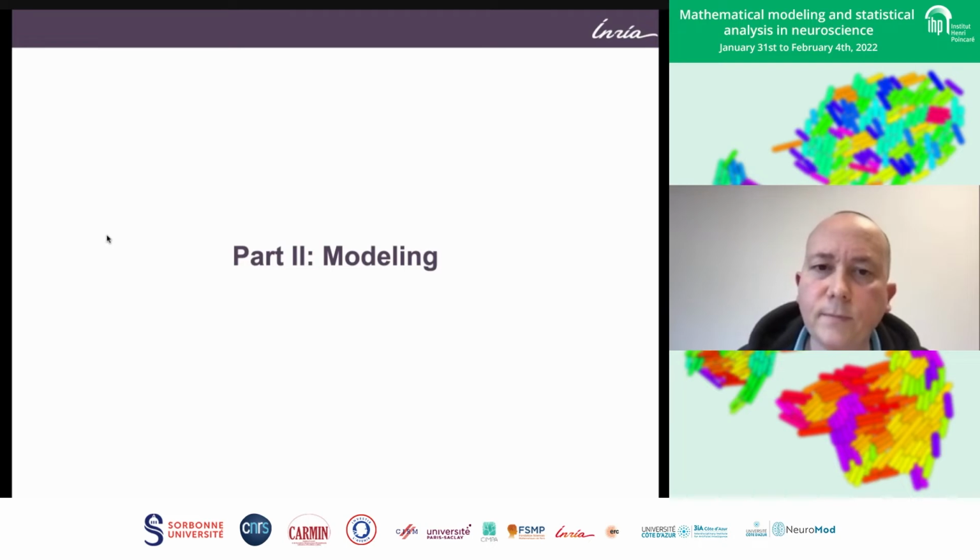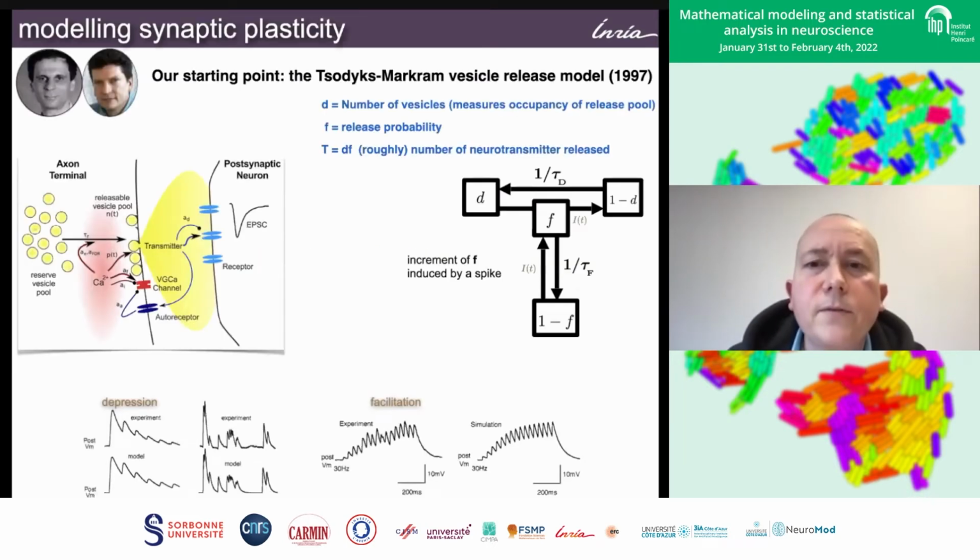So the starting point of this modeling study is a very famous model of vesicle release and synaptic transmission by Tsodyks and Markram. This model has been mentioned a few times already during this conference, and it's been a very popular model for many reasons. First, its simplicity. It's a rather simple phenomenological macroscopic model, and also it can reproduce a lot of data. It can be fitted to a lot of data.